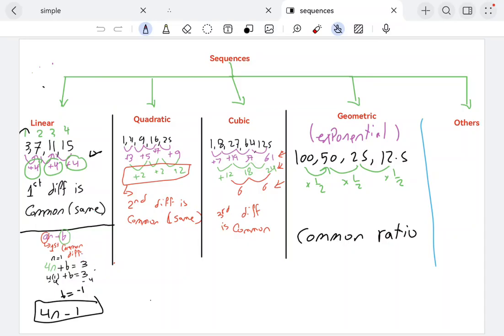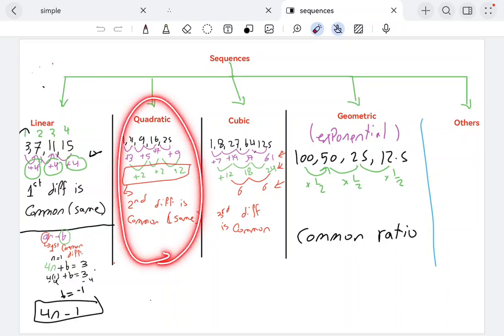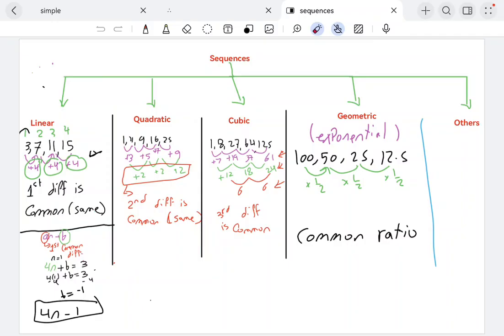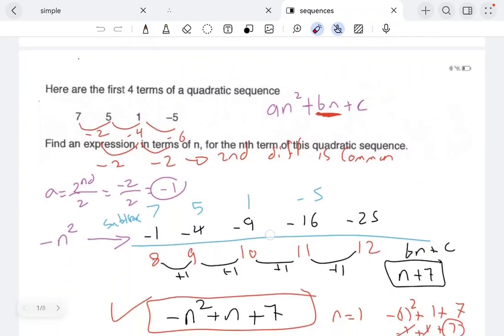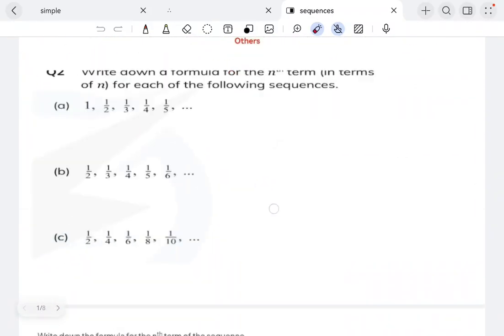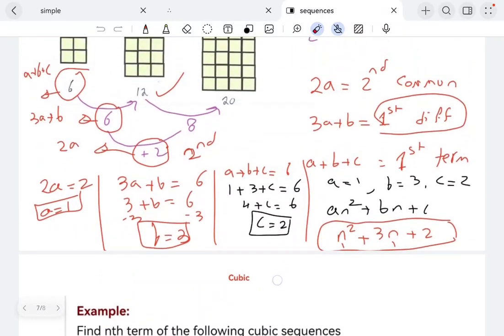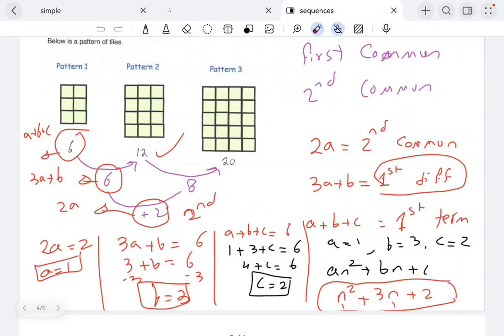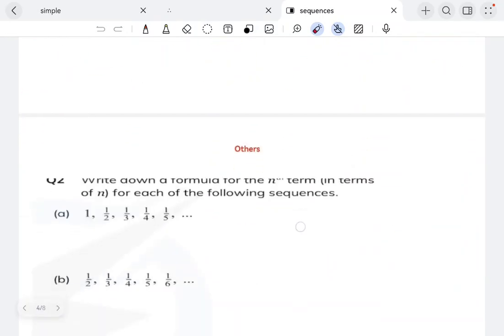Before I start, some students saw the first part and asked for more examples about the quadratic sequence. If you remember, in part 1 I explained two ways to find the nth term. I believe they asked me to do more examples from the second method, which is using, if you remember, 2a, 3a plus b, a plus b plus c. Okay, let's do one example.